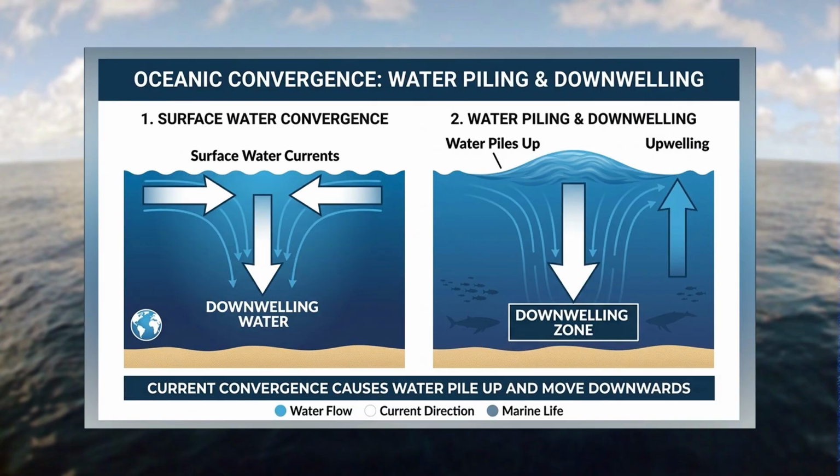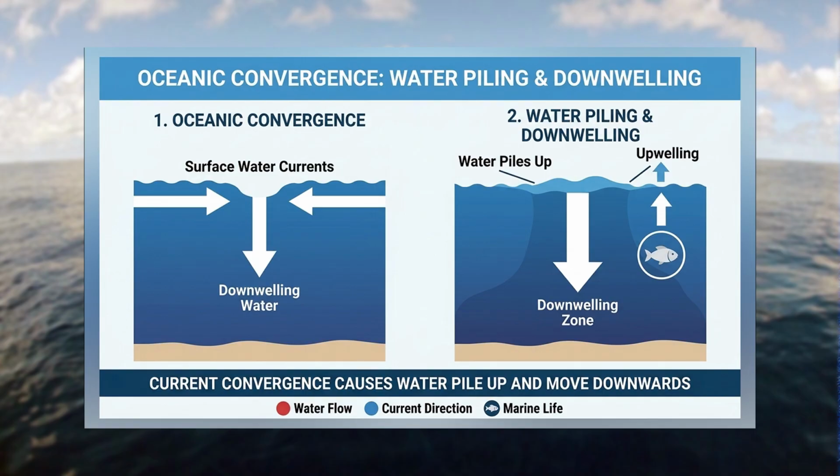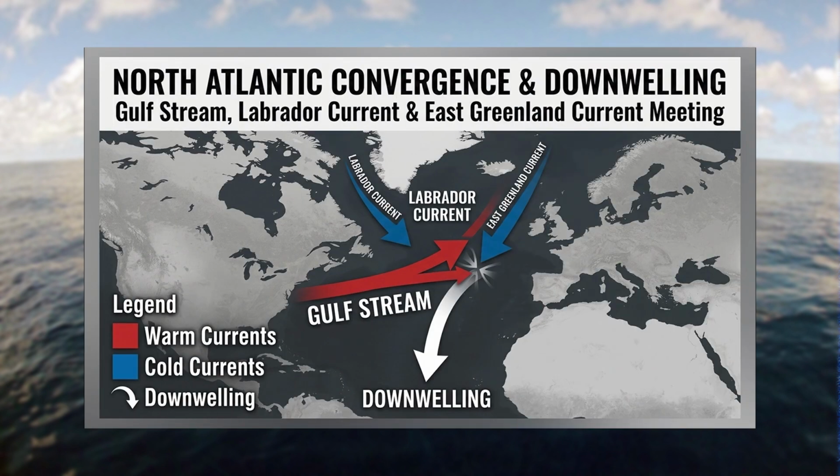Now, current convergence happens when surface waters flow towards each other and collide. Because the water has nowhere else to go, it stacks up and is forced to sink. This vertical movement is called downwelling. A classical example occurs in the North Atlantic Ocean, where the warm waters of the Gulf Stream meet much colder flows like the Labrador Current and the East Greenland Current.